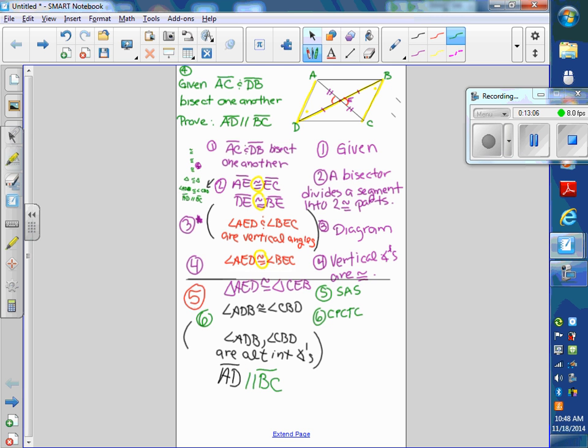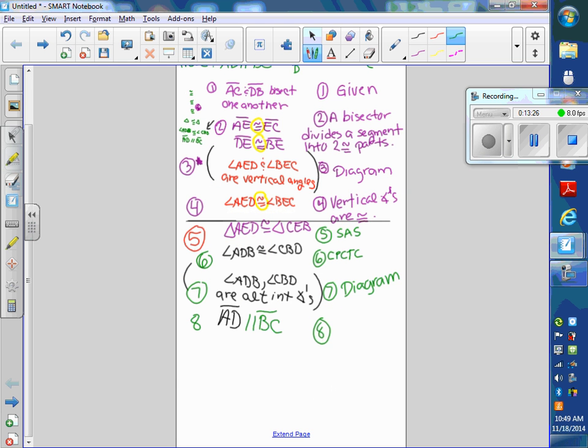And then this is from the diagram that they're alternate interior angles. And then the last step, if the alternate interior angles are congruent, then the lines are parallel. Order matters. So you have to say alternate interior angles are congruent first. No, just saying what kind of angles they are means given from the diagram. That was that optional little step.